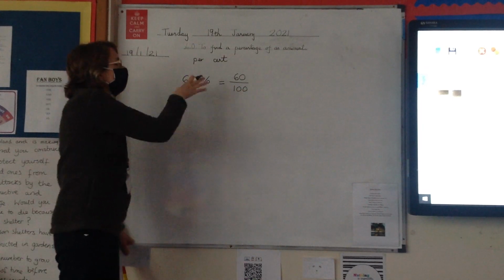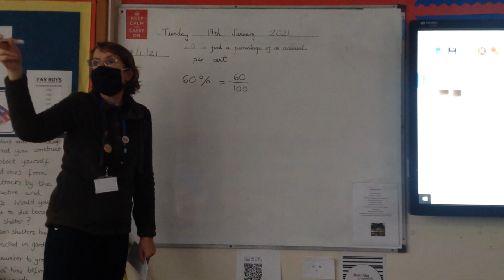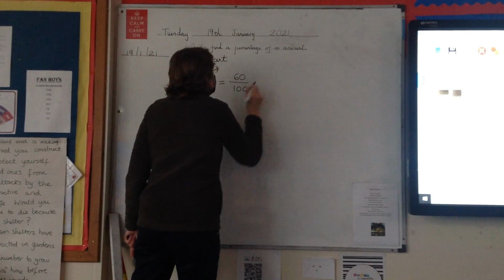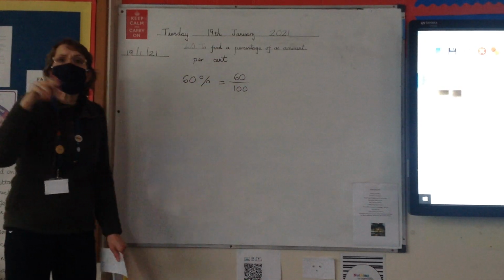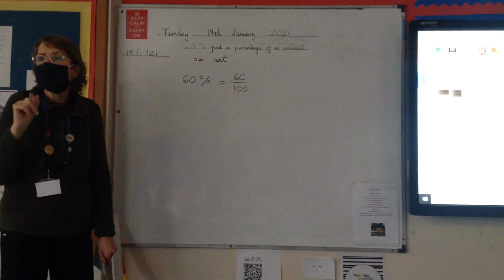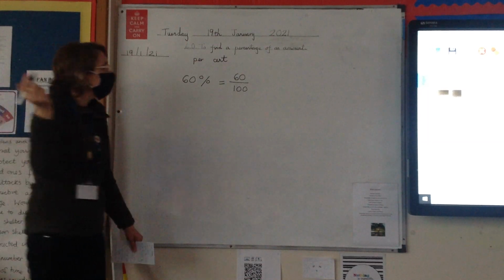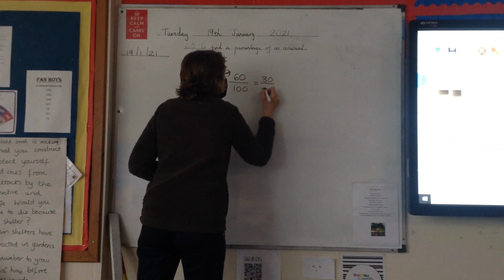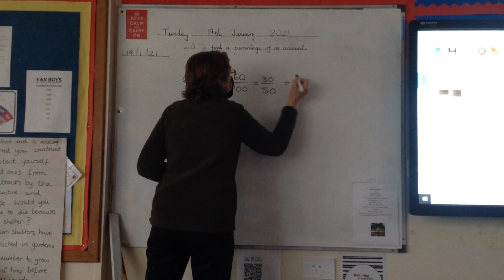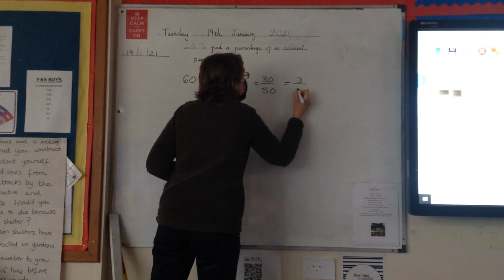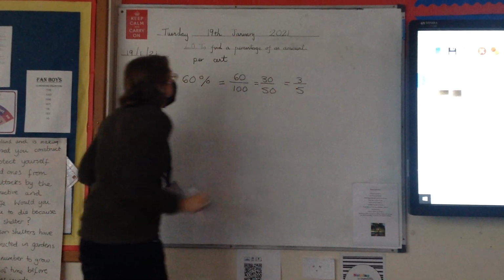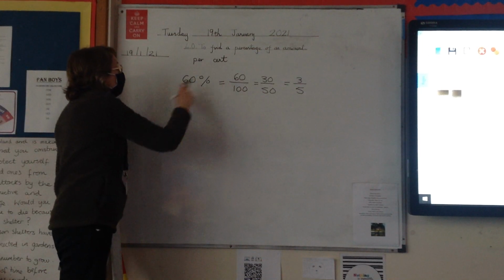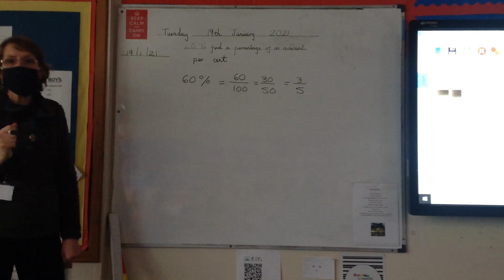Can anybody simplify that fraction for me? 30/50. You could just halve it and do 30/50. You're quite right, but can anybody think of a different way of simplifying it? That'll be 3/5. Let's just put the 30 and 50 in there. So we've halved it, made it 30 and 50, and then we've said how many tens in 30, how many tens in 50, and simplified it to 3/5. Good. So we know about percentages, we know how to convert a percentage into a fraction.